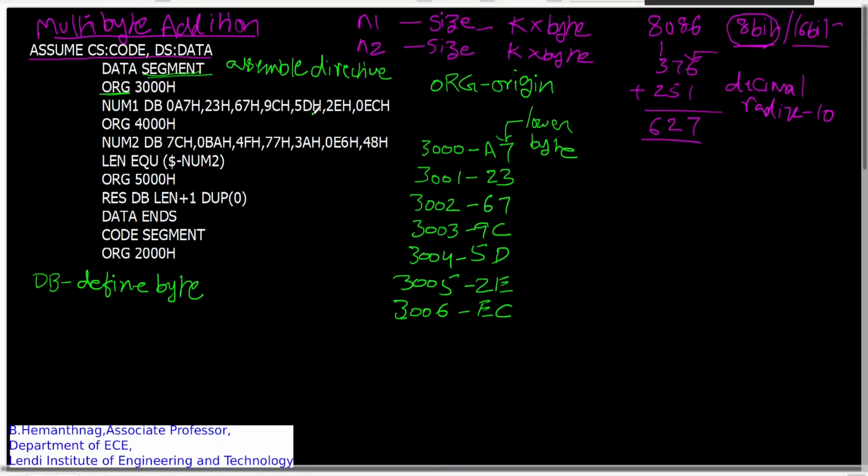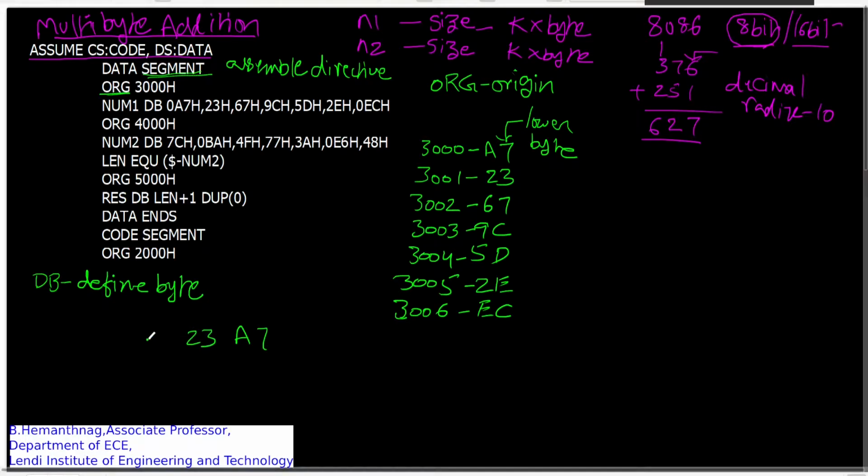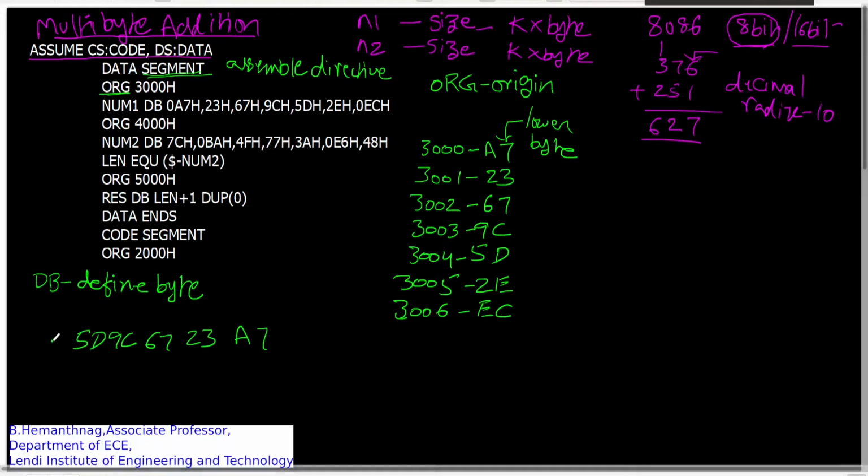If you have to write this number, we generally write the lower digit towards the right side and the larger digit towards the left side. So this will be read as A7 23 67 9C 5D 2E and EC.